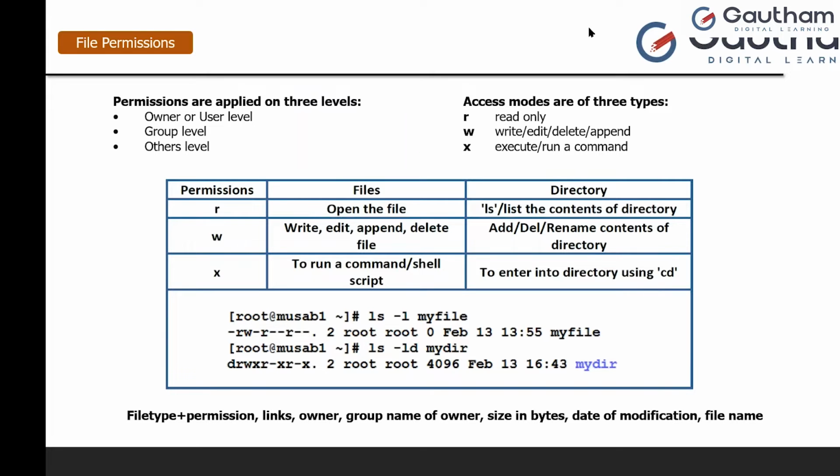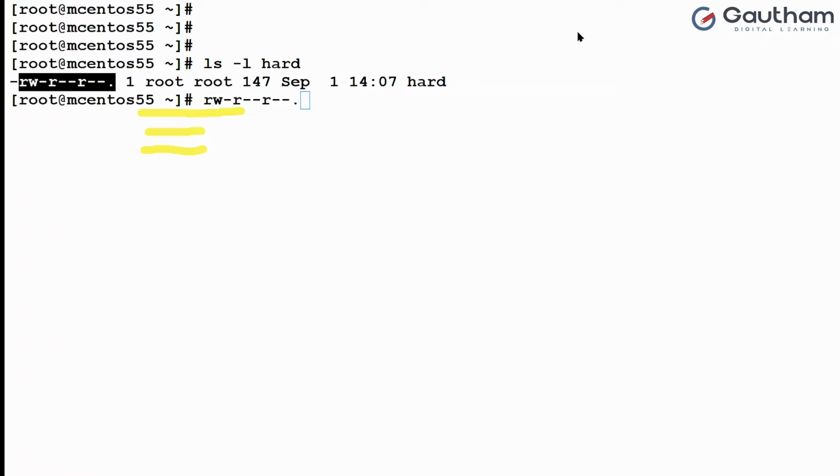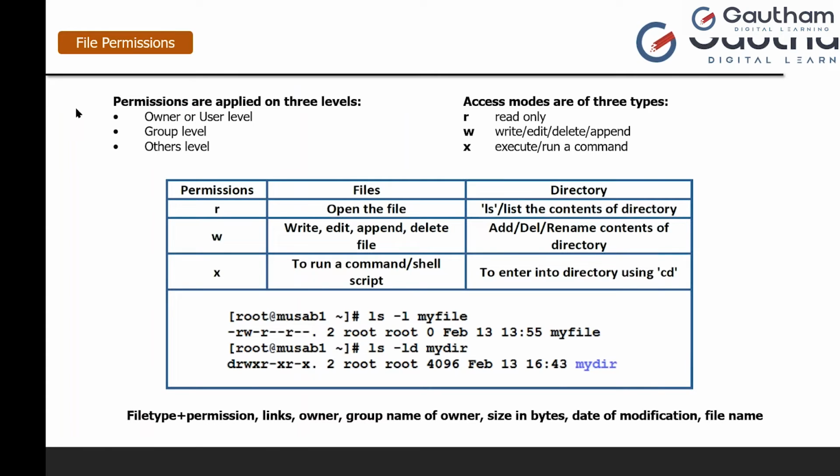So file permissions are applied on three levels: owner or user level, group level, or others. Now, owner is someone who has created the file. Like in this case, as root has created the file, root is the owner and root is the group owner. In Linux, there is a user which is root, and there is also a group that is called root group. So this file belongs to root as an owner or user, and root as a group owner of the file.